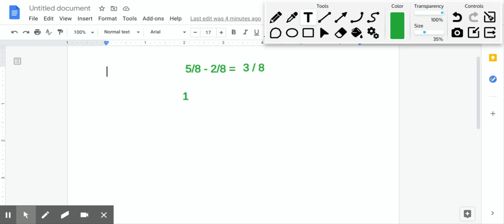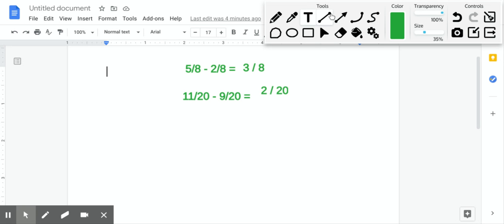Let's say I have 11 over 20, and I want to subtract 9 over 20. So it is the exact same process. It doesn't matter how big the number is. As long as the two denominators are the same, you can just follow this simple process. So we simply subtract the numerators. 11 minus 9 would equal 2, and we keep the denominator the same, so it'd be 2 over 20.